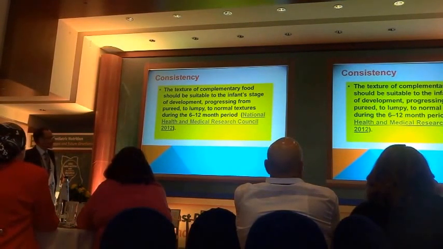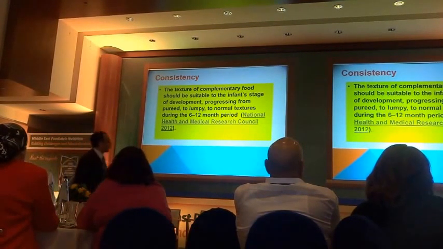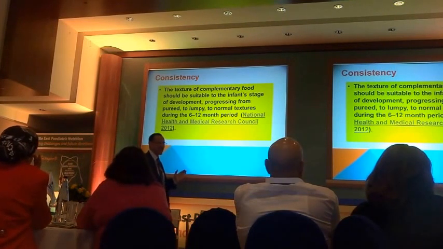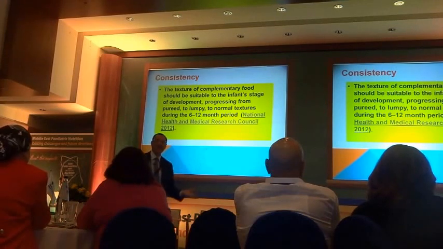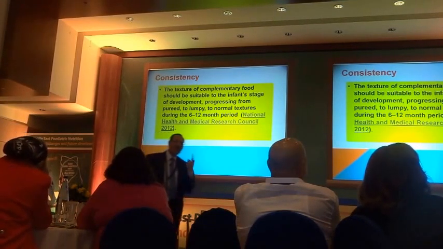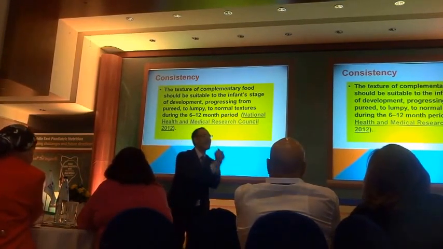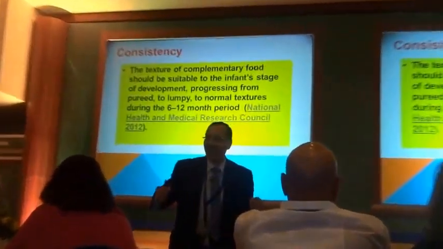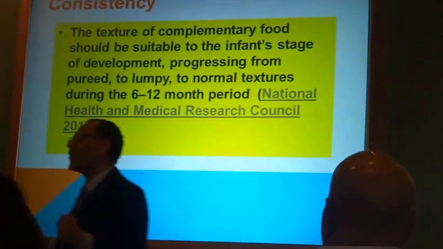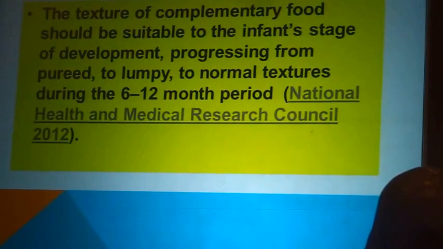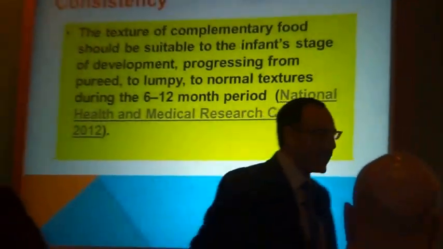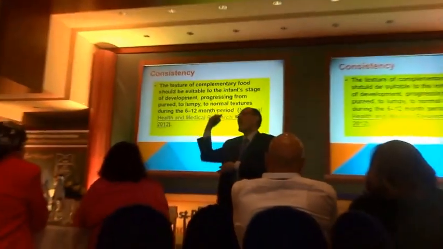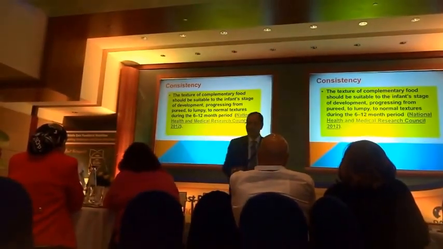Consistency. The texture of complementary food should be suitable to the infant's stage, starting with puree, to lumpy, then normal texture. And try to avoid the blender. And while I was taking studies on food preparation, I knew that a glass blender.